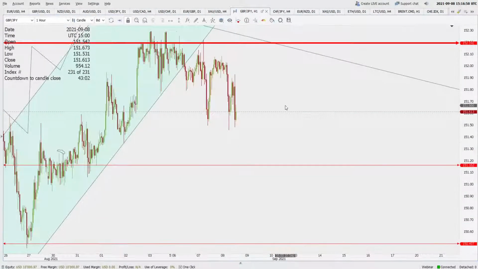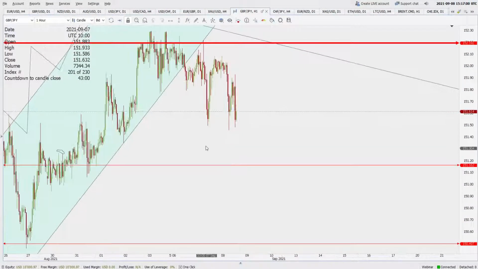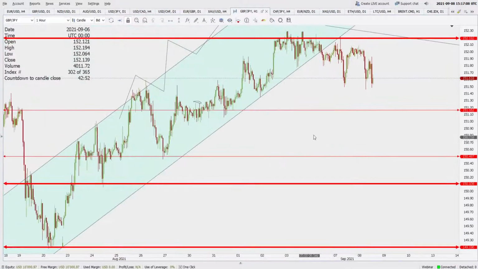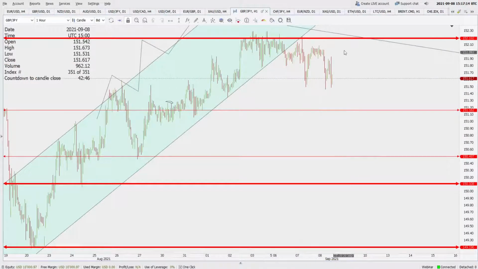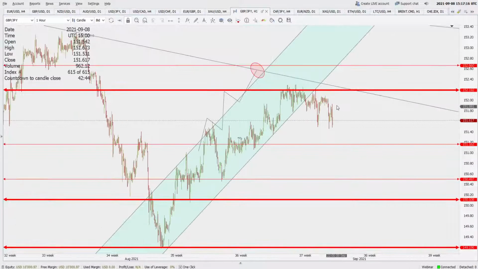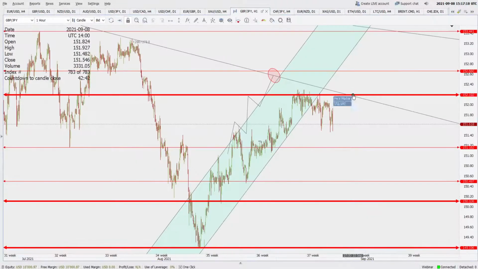Talking about GBP JPY, going nowhere. It is just oscillating between 152.19 and almost this level of 151.60 to 151.50 levels. I think good support is sitting at around 151.16, and the good resistance is at 152.19. If 152.19 is taken out, then the next resistance will be 152.66, and if 151.16 is taken out, then the next support will be 150.49.